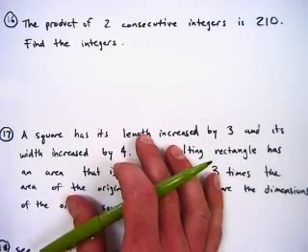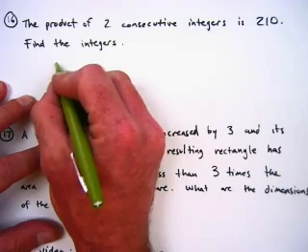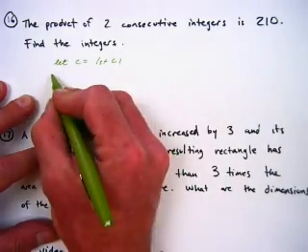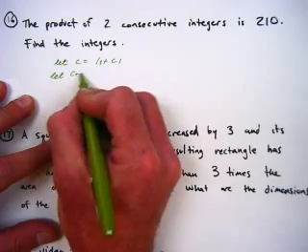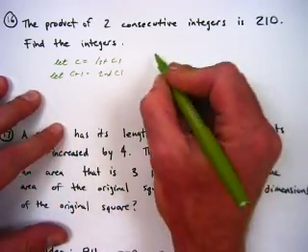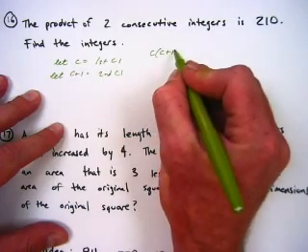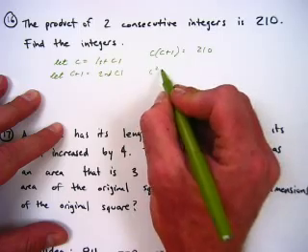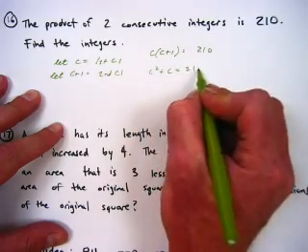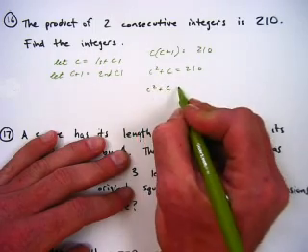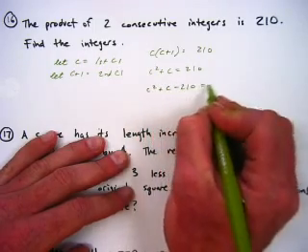The product of two consecutive integers is 210. So I'm going to let c equal the first integer. I'm going to let c plus 1 equal the second integer. So the product is multiplying them together. So it's c times c plus 1 equals 210. So that's c squared plus c equals 210. I'm going to subtract 210 on both sides. So I get c squared plus c minus 210 equals 0.